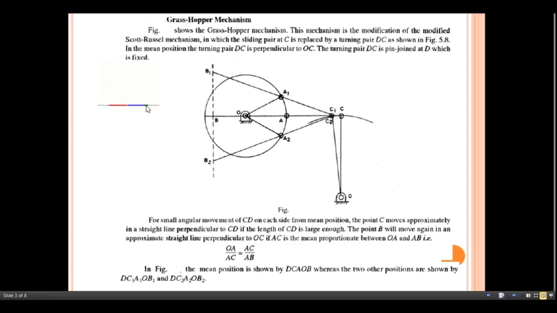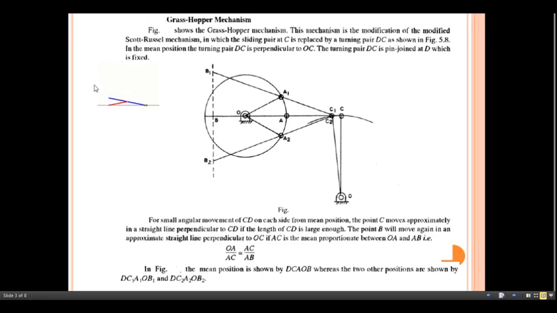When the input motion is given to this red link, the displacement of this slider takes place along this axis. At the same time, if you focus on the end point of this link, it will move in a straight line. Now what about the modified Scott-Russell mechanism? This is the original Scott-Russell mechanism. Modification is done in the original mechanism: this link is extended up to here, and for the smaller displacement of this one, this will move approximately in a straight line.